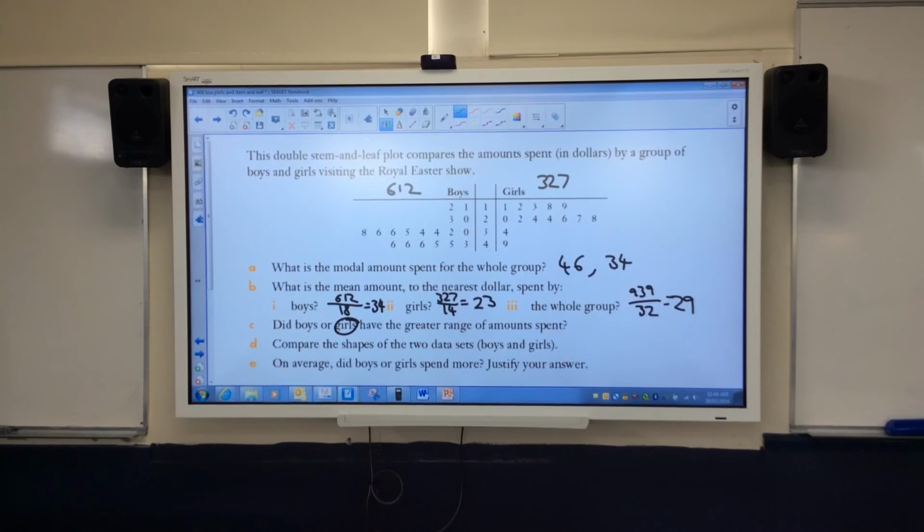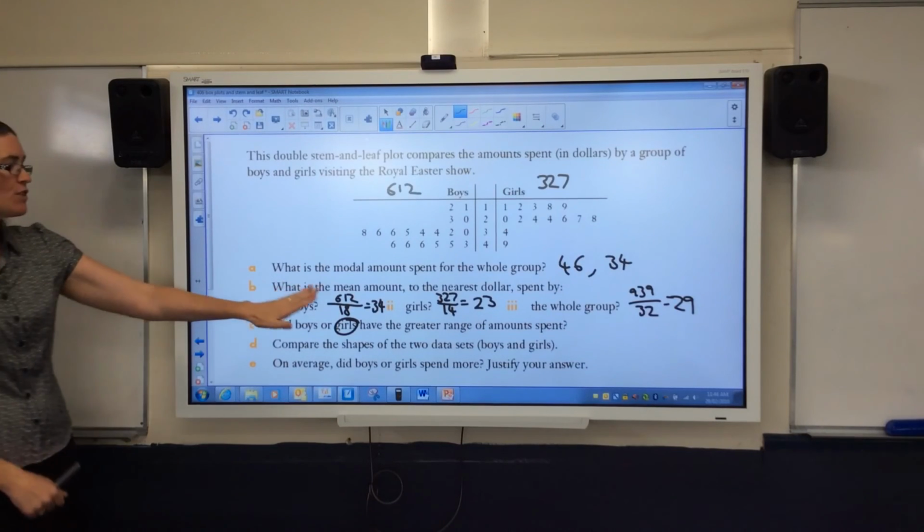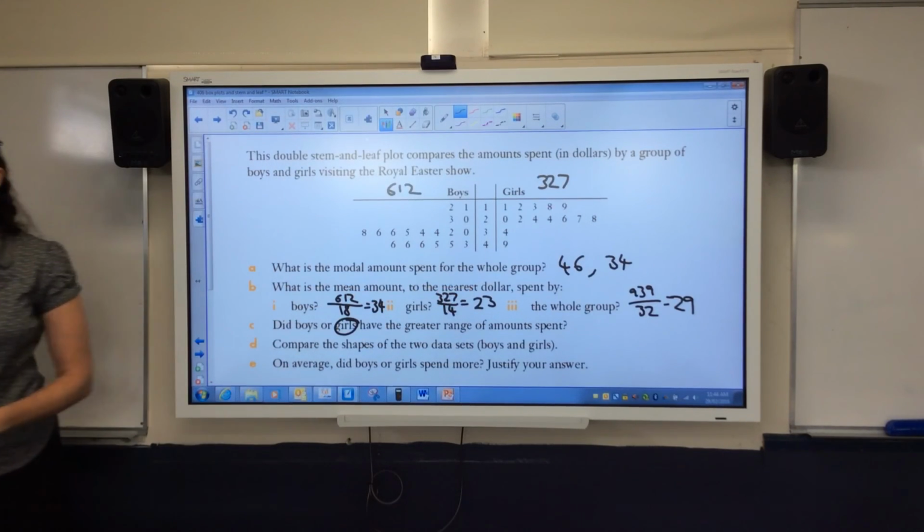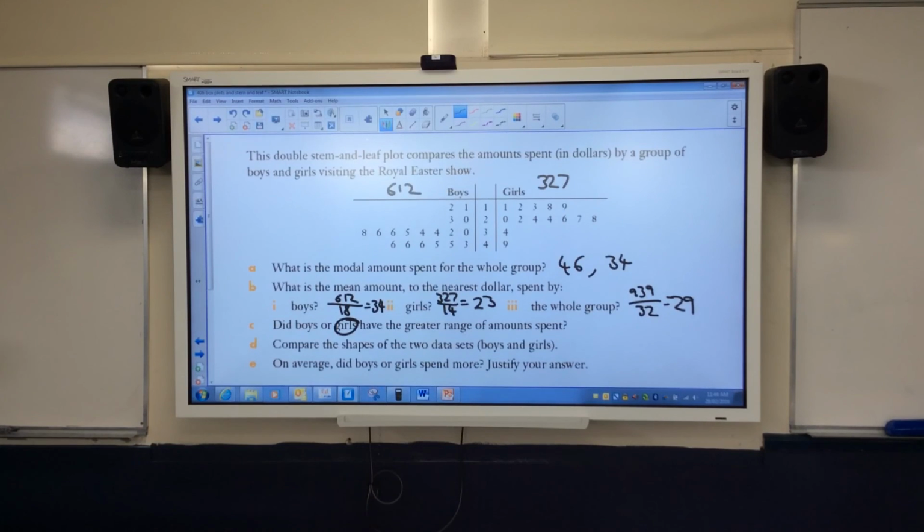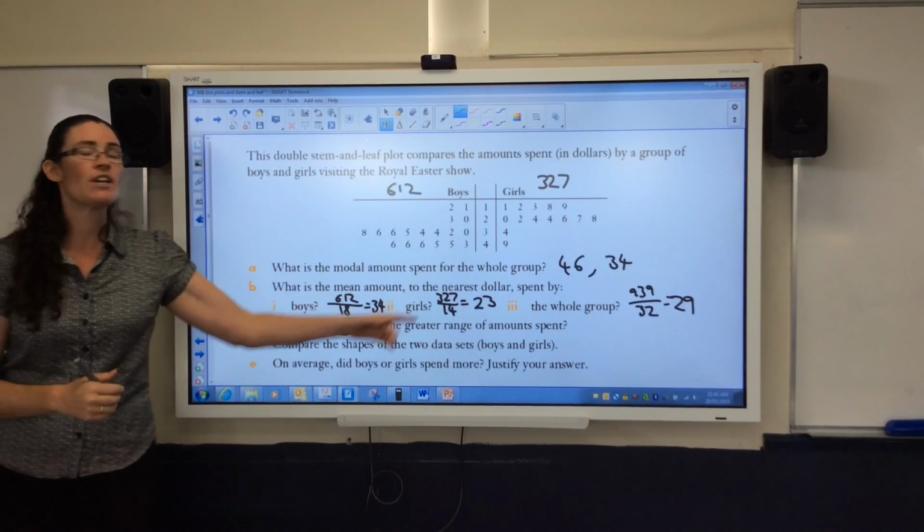Okay, and for part E, it says on average, do boys or girls spend more? Justify your answer. How would I justify who spent more? Use the averages that we already calculated. The average of the boys was 34, where the girls was 23. So I could say that on average, the boys spent more because their mean was 34, whereas the girls was 23. So can you see it must be a sentence and you must refer to calculations?